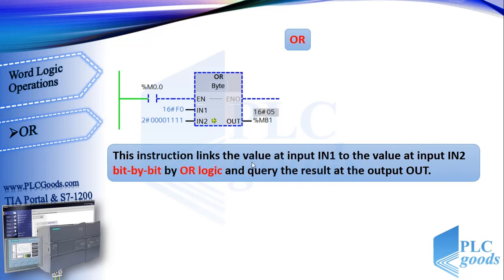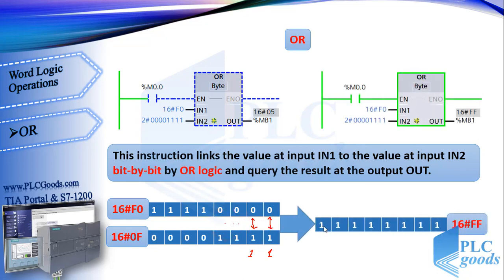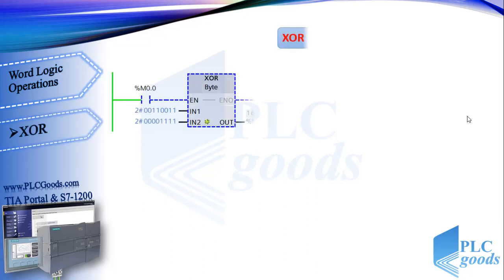This instruction links the value at input in 1 to the value at input in 2 bit by bit, by OR logic. Let's take the same example for this logic. In this case, the output is true if any of the inputs is true. So, its result will be 1 for all output bits, so we will see the FF hexadecimal number at the output. Next operation is XOR.